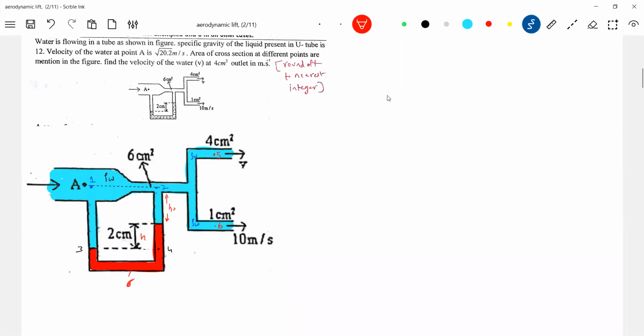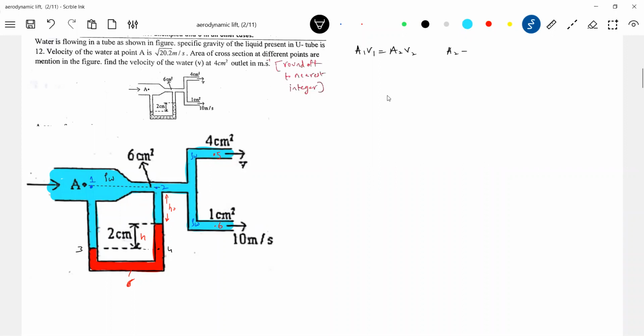A1 V1 should be equal to A2 V2. Whatever liquid comes here, some amount will pass here and some amount will pass here. What is the question asked? What is the velocity of this emerging liquid? According to the flow rate idea, A1 V1 equals A2 V2. We know only A2, which is 6 centimeters square.